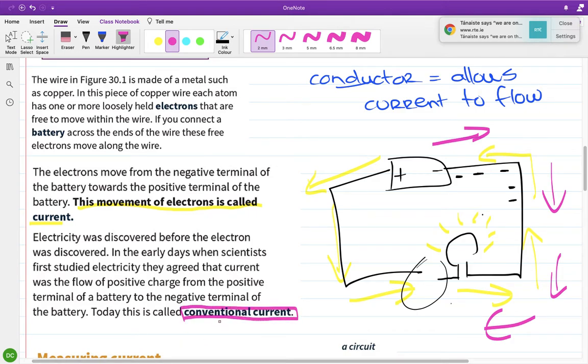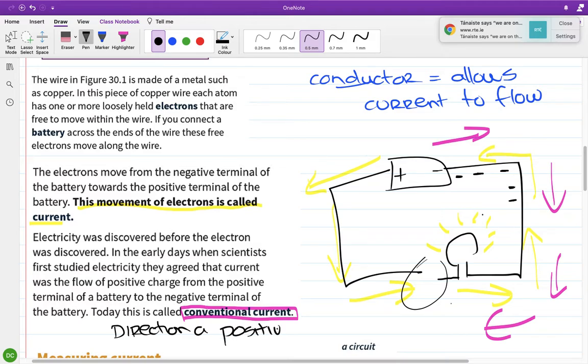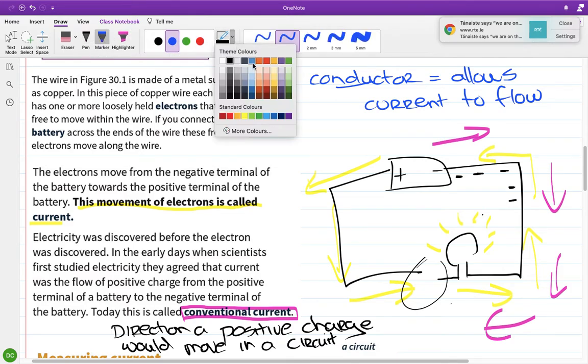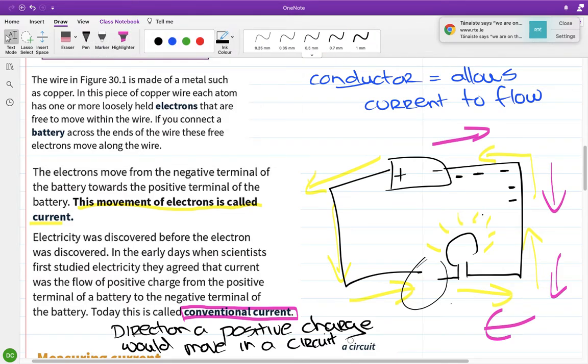Okay, so conventional current is the direction a positive charge would move in a circuit. All right, so again, it wasn't the positive charge that was moving, but they didn't know that.